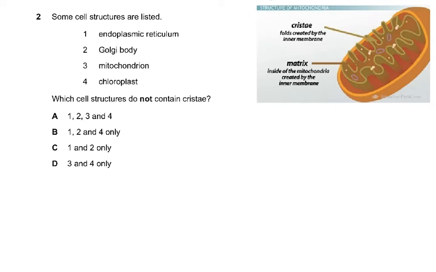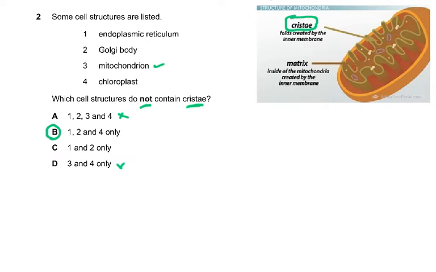Now question 2. Some cell structures are listed: endoplasmic reticulum, Golgi body, mitochondria, and chloroplast. Which cell structures do not contain cristae? You know the cristae is what? The cristae are the folds created by the inner membrane in the mitochondrion, enclosing the matrix. So anything which doesn't have 3 in it, since it says do not contain cristae. Mitochondria contains cristae, so it has to be 1, 2 and 4, and B is the answer, because it can't be 3. Then you have to narrow down to B and C.